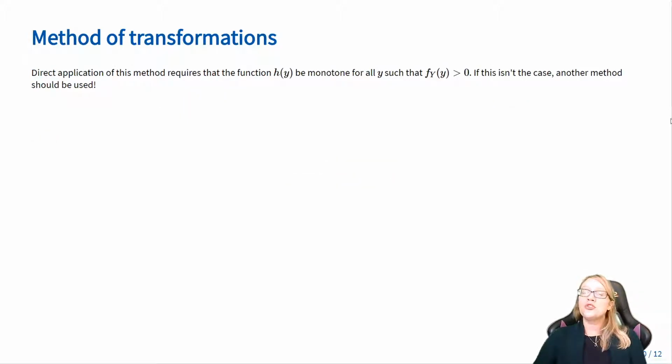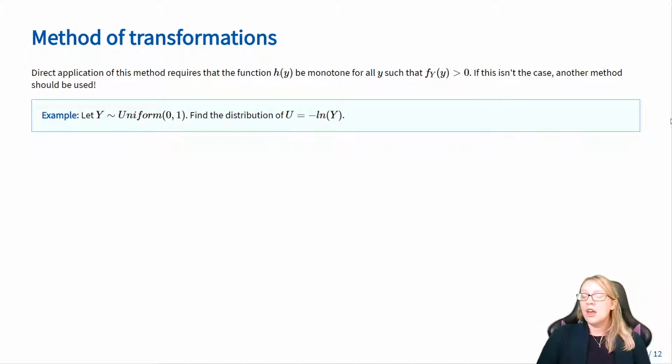Now, the direct application of this really requires that the function be monotone. If the function's not monotone, we run into some wacky stuff when we're taking the derivative of the inverse function. And that's why we want this monotonicity to apply. If it's not there, we really ought to be using another method. So let's take a look at another example here.